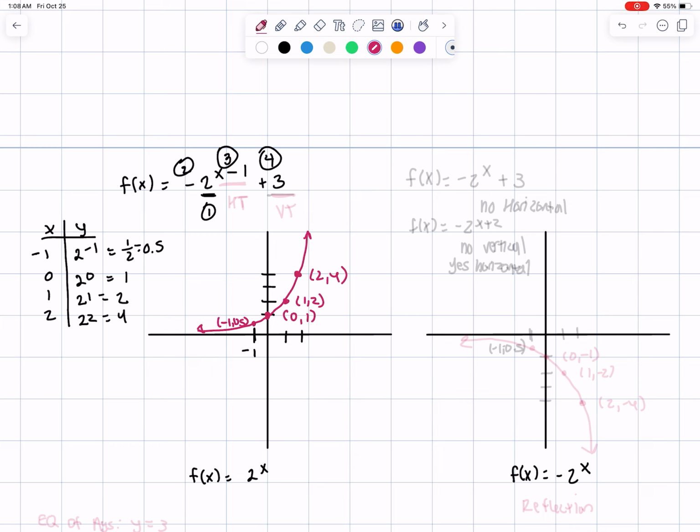Now we want to do the reflection. So reflection means that it's going to flip completely downwards across the x-axis. Well, really it's the y-axis. So we're going to flip across the y. So all that happens is our y values will become negative. So the x values are what stay the same.